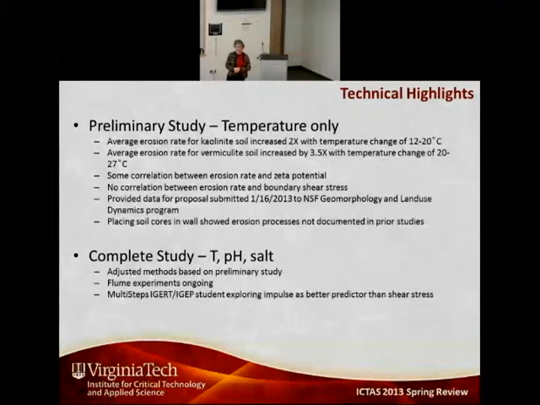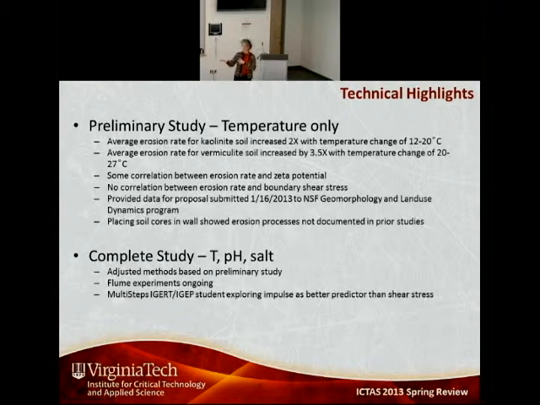And she found that the average erosion rate increased by a factor of 2, changing from water temperatures of 12 degrees Celsius to 20 degrees Celsius. Now, this type of temperature change has already been observed in urban streams due to summer thunderstorms.